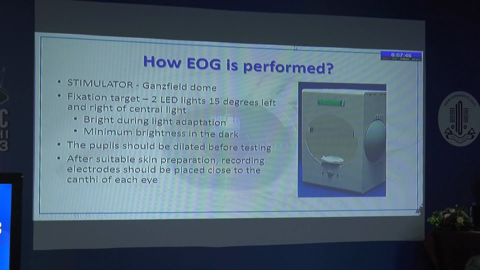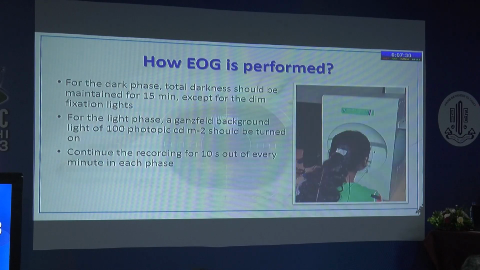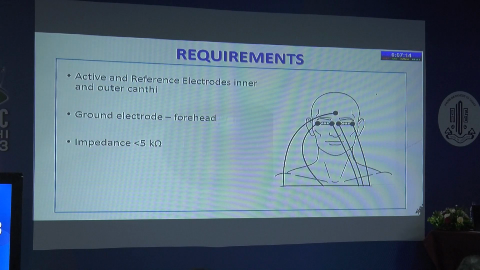So the stimulator is the Ganzfeld dome, how is it performed? The two LED lights are 15 degrees left and right of the central light, and they are bright during light adaptation, and minimum brightness is maintained in the dark. The pupil should be dilated before testing, and after suitable skin preparation, recording electrodes should be placed close to the canthi of the eye. For the dark phase, total darkness should be maintained for 15 minutes except for the dim fixation light. For the light phase, a Ganzfeld background light of 100 photopic candela per square meter should be turned on, and continue the recording for 10 seconds out of every minute in each phase.